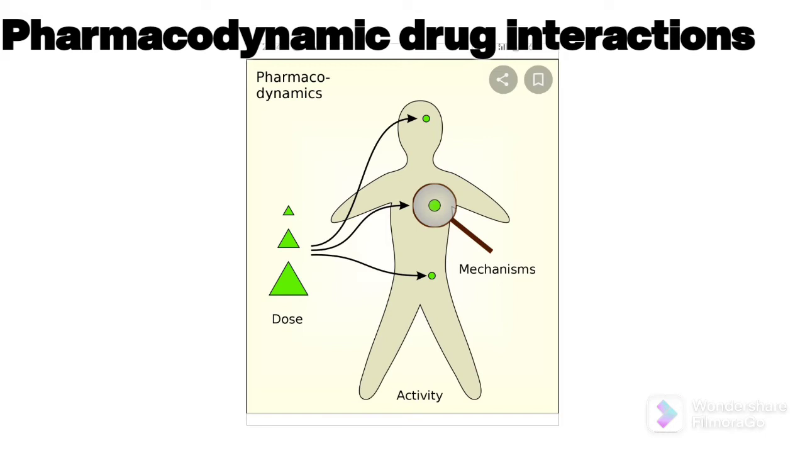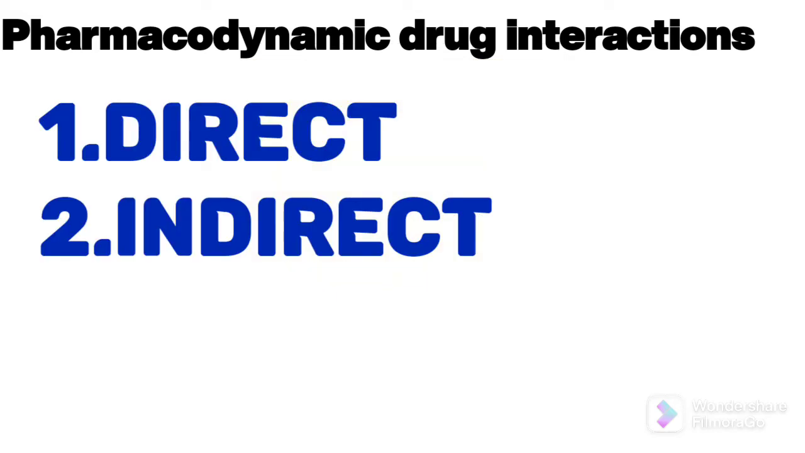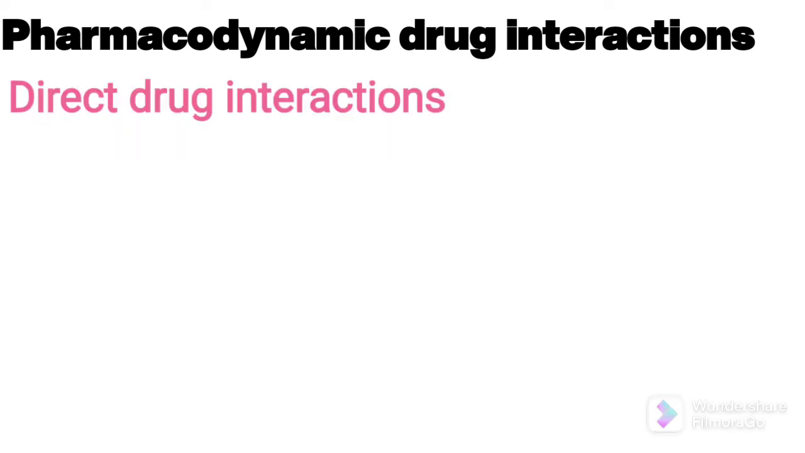Such interactions are classified into two types in pharmacodynamic drug interaction. Two basic classifications: direct and indirect. Now direct means drugs having similar or opposing pharmacological effects are used concurrently, meaning they will produce either a similar action or an opposing action, that is, agonistic or antagonistic. These actions may be produced by direct pharmacodynamic interaction.